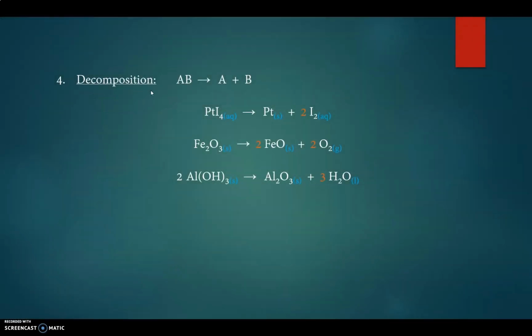Decomposition reactions are essentially the opposite of a combination reaction. So instead of A plus B, it's AB breaking apart to give us A plus B. And I essentially just took the 3 reactions that I showed you on the previous slide and simply ran them in reverse. So any combination reaction is also a decomposition reaction if you simply write it backwards. So each of these 3 is simply running in the opposite direction of the previous slide.